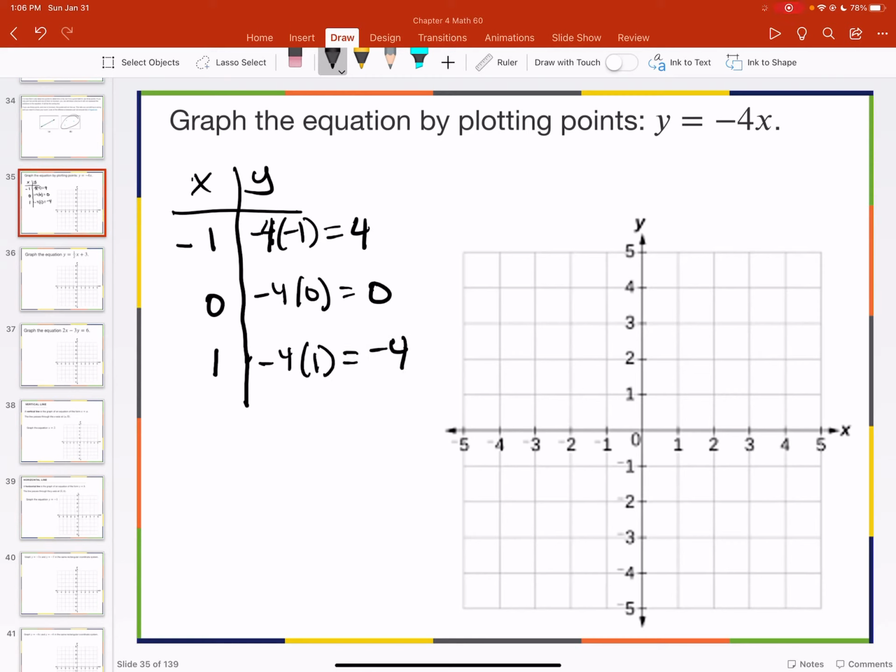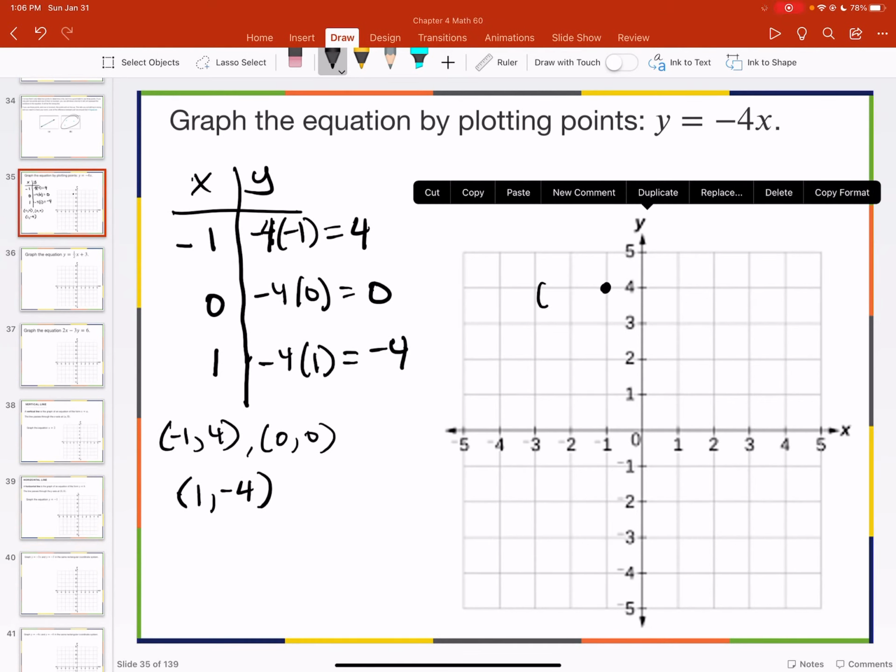So you see, you have 3 points here. We have the points (-1, 4), the origin (0, 0), and then finally (1, -4). So you have those 3 points that we need to graph, so let's go ahead and plug that in. We have (-1, 4) up here. Sorry, I don't know why I put 5. And then the origin is right here, (0, 0). And then the third one is (1, -4) down here. Then we go ahead and connect the 3. Here we go, and that's the line y equals -4x.